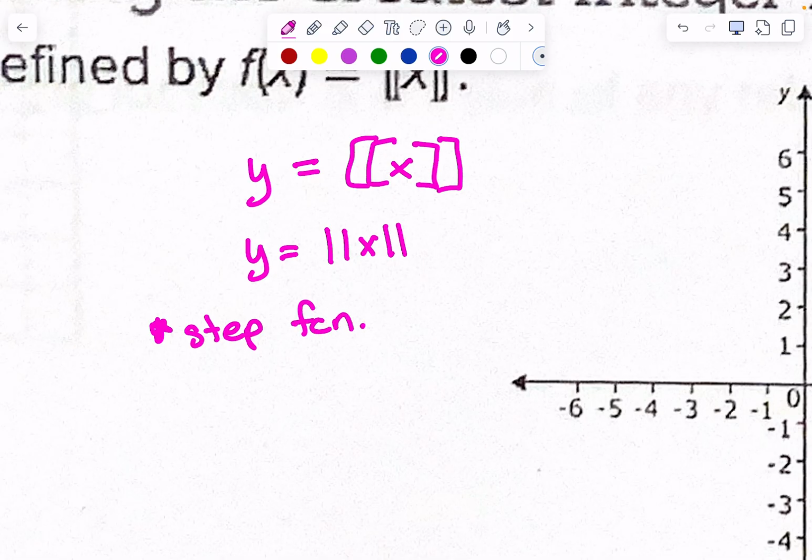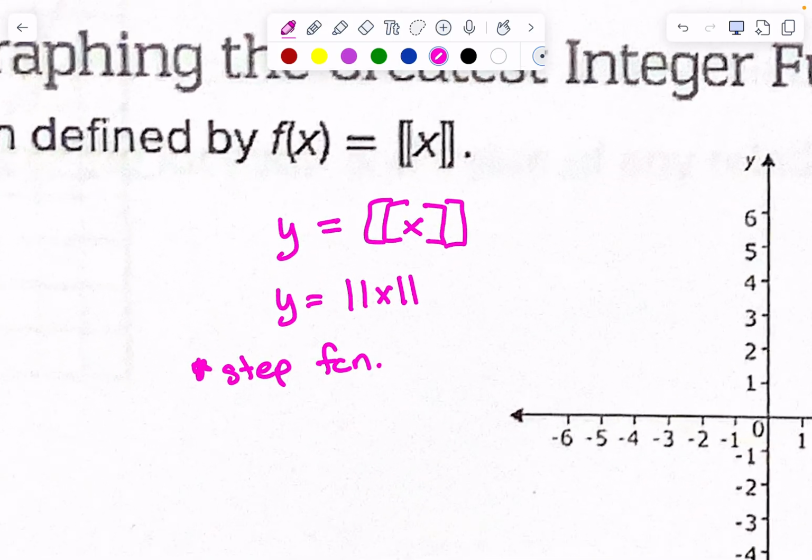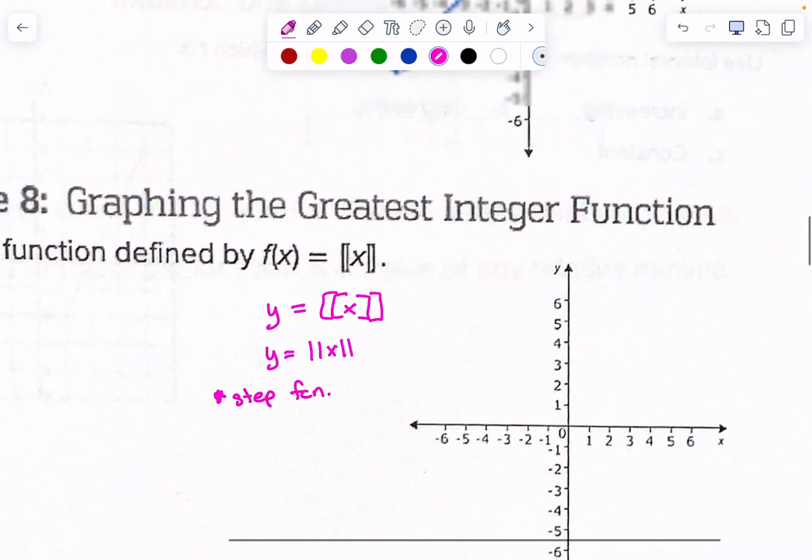Are you sure that y doesn't equal 121? What are you talking about? Whatever.